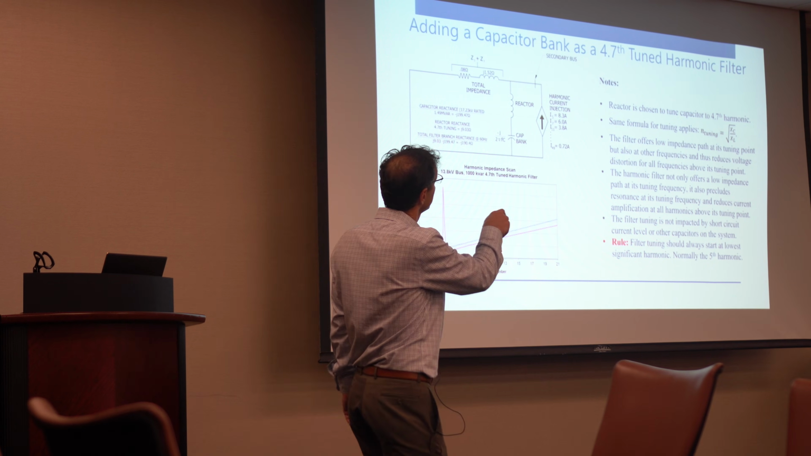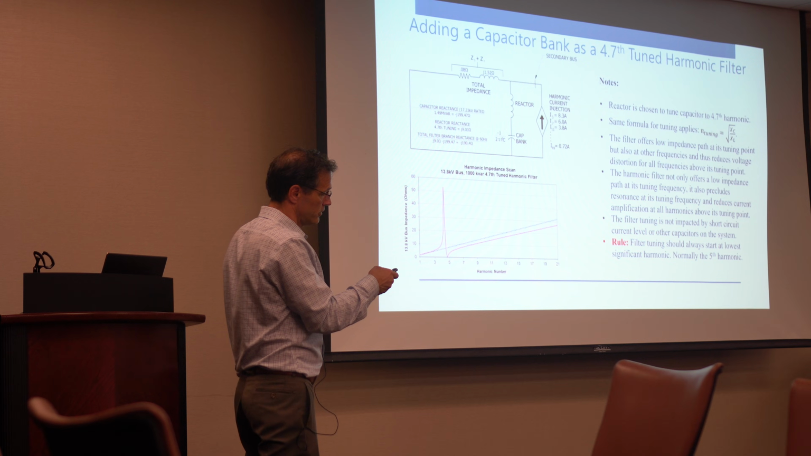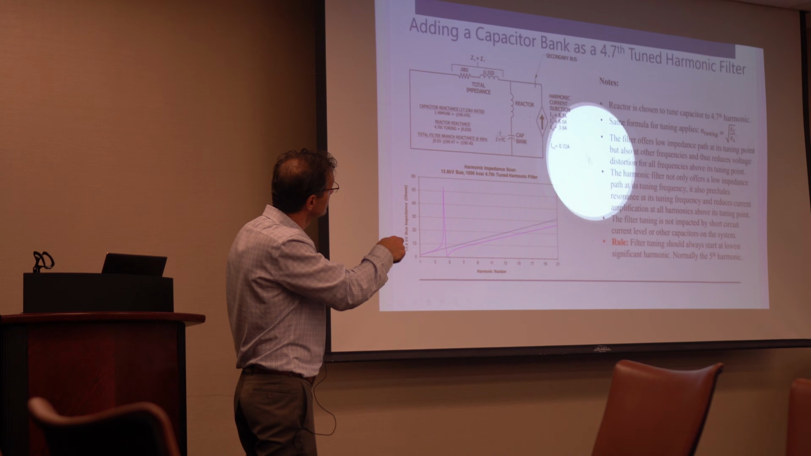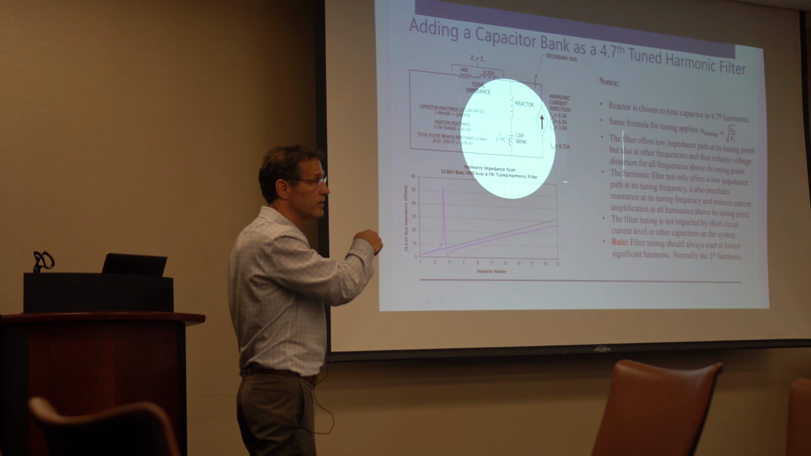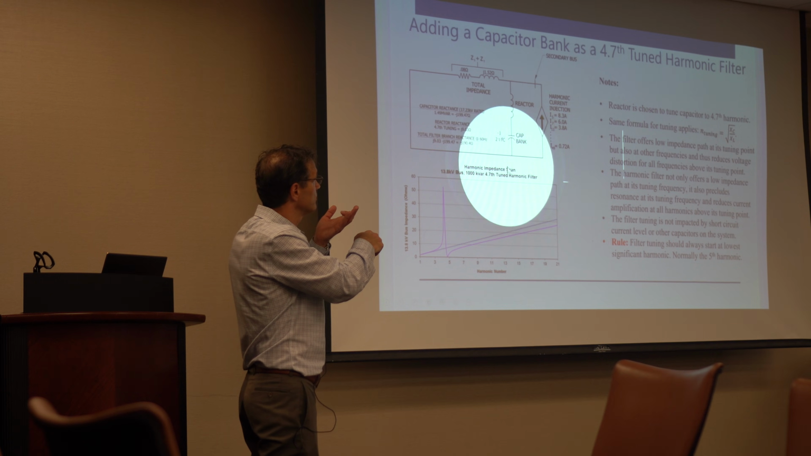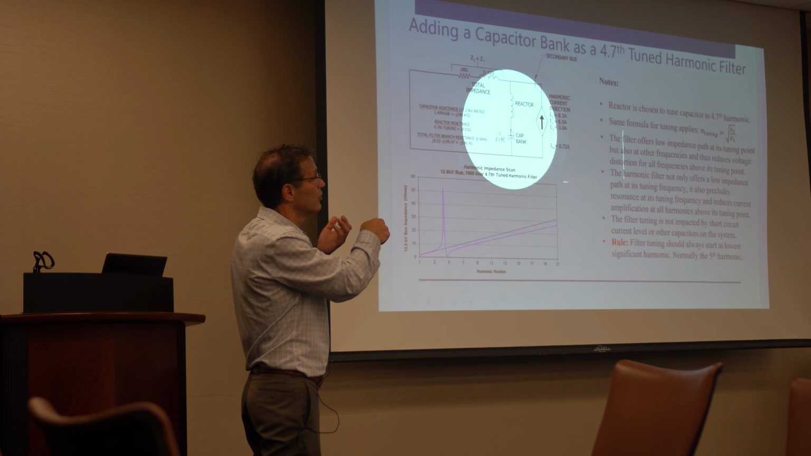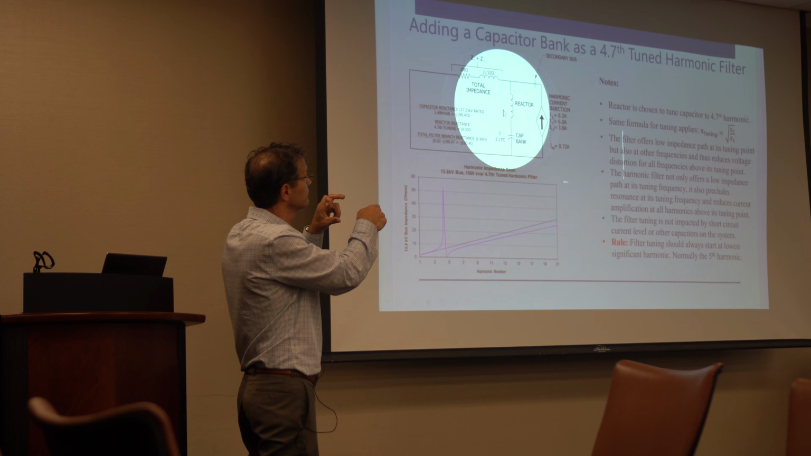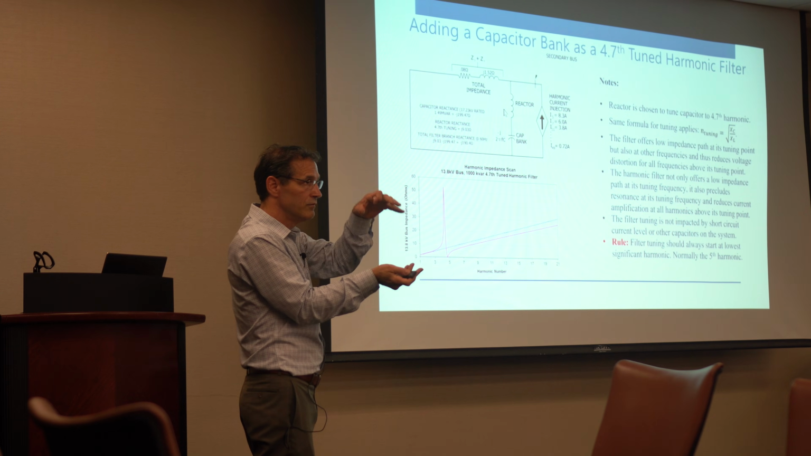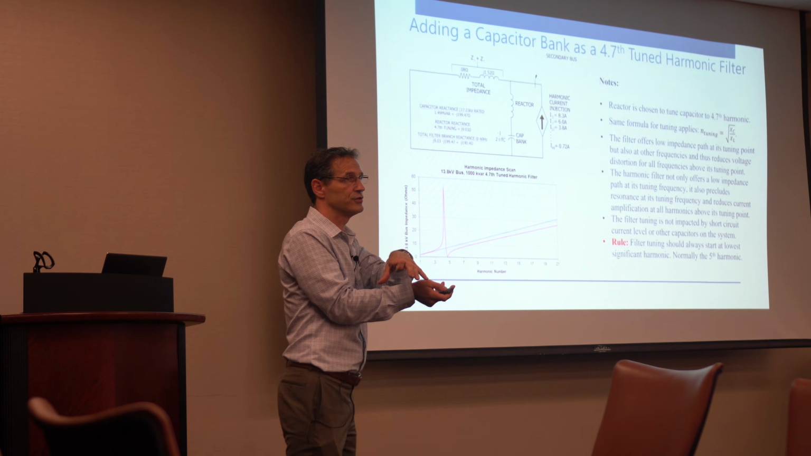So adding capacitors as a 4.7 tuned harmonic filter. What we've done is we've added this reactor, okay? And so we had the same capacitor bank. The capacitor bank changes a little bit. We have to bump the voltage up because when we put a reactor in front of it, we get a voltage rise at this point because it's negative. This is negative J, this is positive J. So the result is I need to add voltage to the capacitor, right? Because I'm going to have a 60 hertz voltage rise.